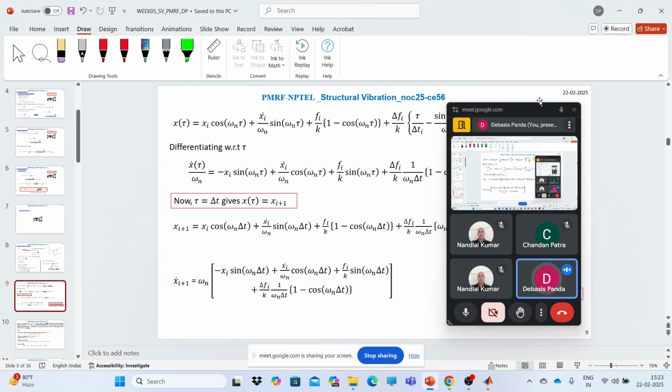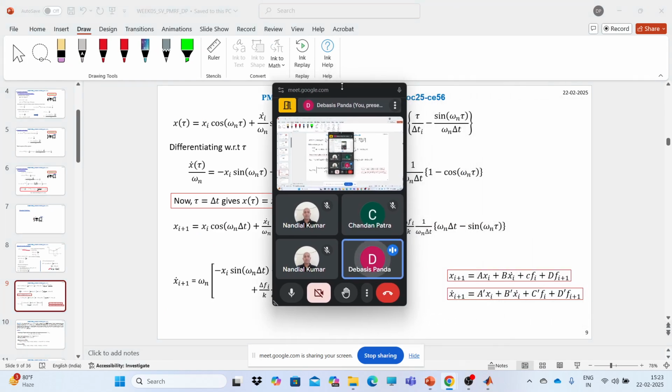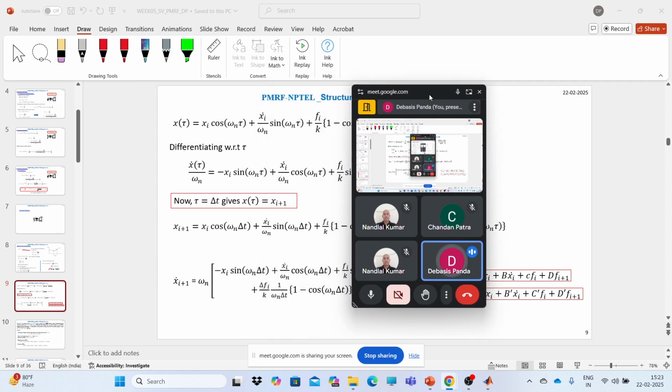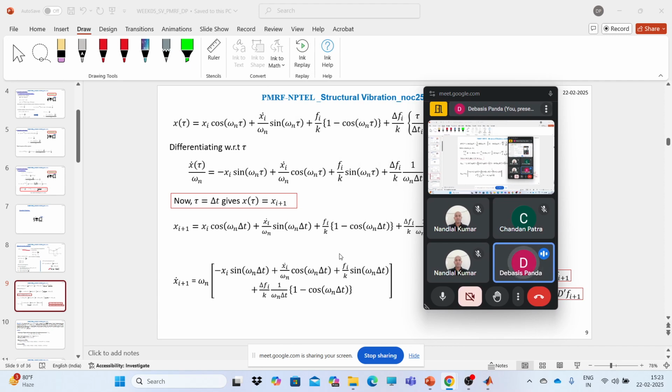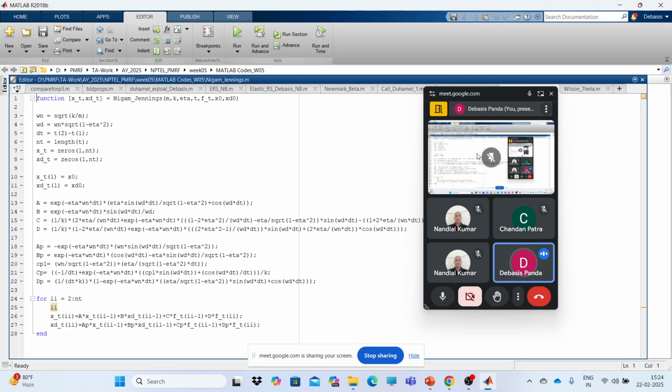Here we have derived it for the undamped system, and these are the two expressions for the displacement at x i plus 1 and the velocity at x i plus 1. These expressions we will write here in MATLAB, and we will solve for a system and compare these responses with the Duhamel integral, because in the last class we solved different problems using the Duhamel integral. That will help us check whether the Nigam Jennings method is working correctly, and whether the delta t we have selected is stable or not. Is my MATLAB screen visible, right?